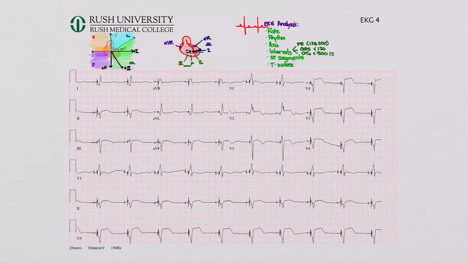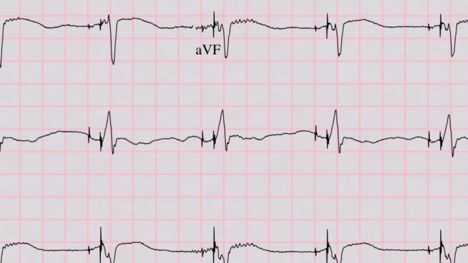Now let's look at EKG number 4. First, rate. We've got 10 across the bottom times 6, so 10 beats in 10 seconds, so 60 beats a minute. Okay, next is the rhythm, and we do have something interesting going on here.